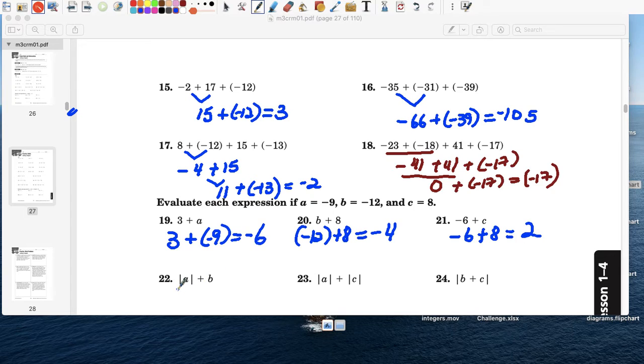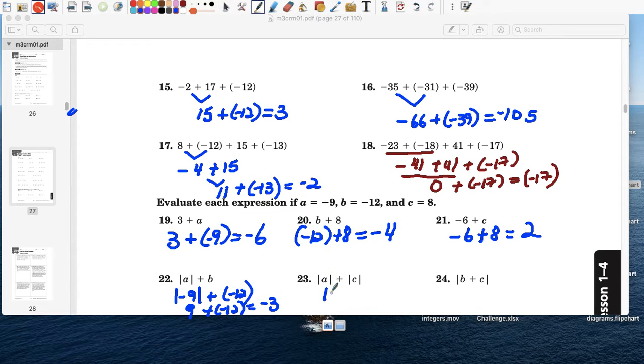Here's the absolute value. So we have to substitute. So it's absolute value of negative 9 plus B, which is negative 12. Well, what's the absolute value of negative 9? How far is negative 9? What's the distance from negative 9 to 0? So the absolute value of negative 9 is just 9. Plus negative 12. ¿Quién gana? Los negativos. So negative 3.